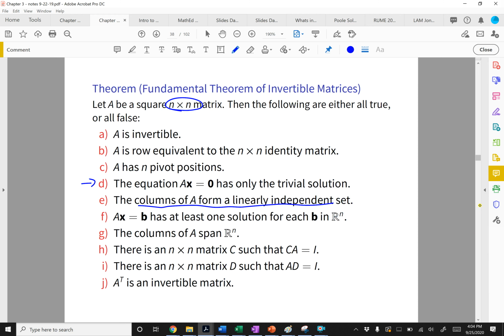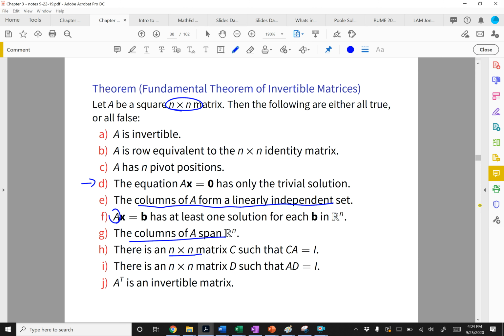AX equals B has at least one solution for each B in Rn. Because these would be independent columns, they will span Rn, so B is in the span, and we can find a solution. The columns of A span Rn. We just talked about that. There's an n by n matrix C that you can multiply by A on the left to get the identity matrix. There's an n by n matrix D that you can multiply on the right to get the identity matrix. And A transpose is an invertible matrix. So if it's easier to find the inverse of A transpose, and that exists, then A is an invertible matrix. All those are the same.